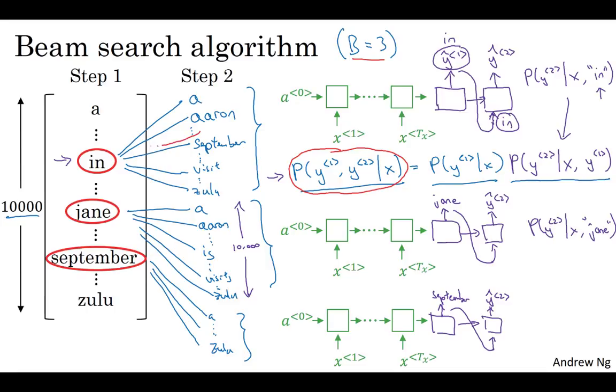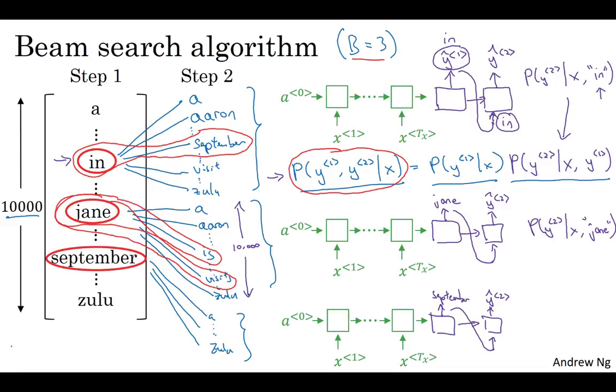And so let's say that of these 30,000 choices, the most likely were in September, and say Jane is, and Jane visits. Sorry, that's a bit messy, but if those are the most likely 3 out of the 30,000 choices, then that's what beam search would memorize away, and take on to the next step of beam search.